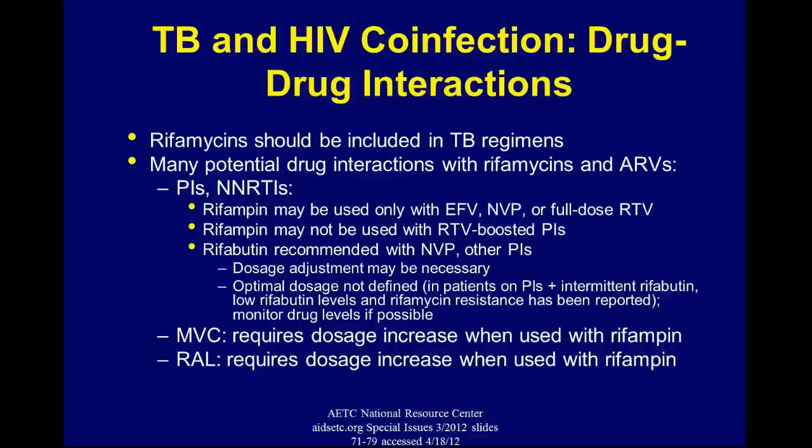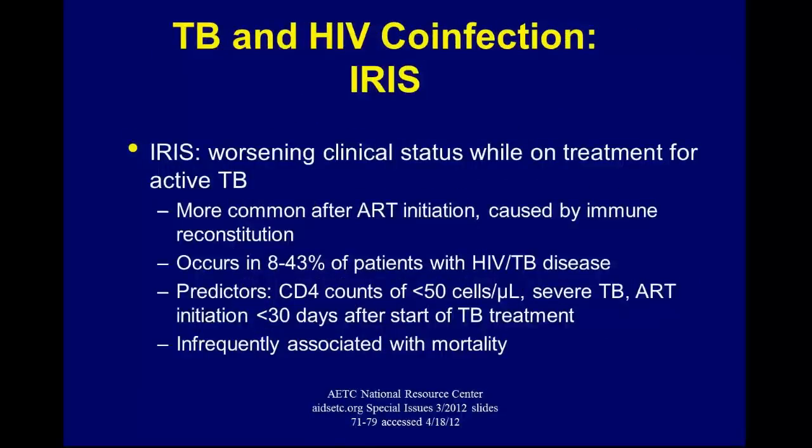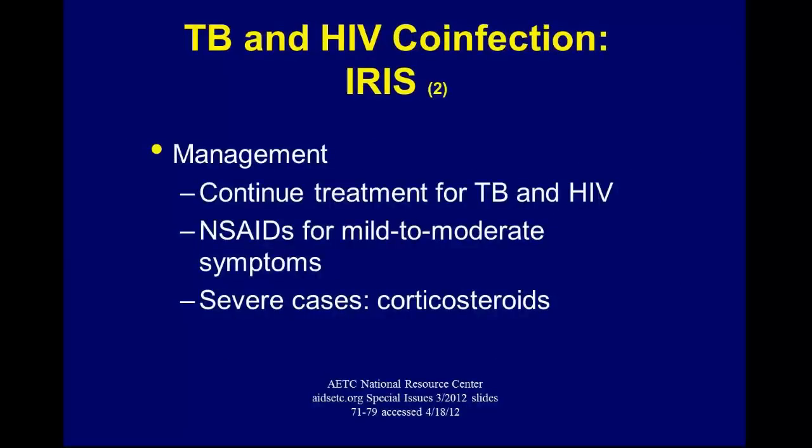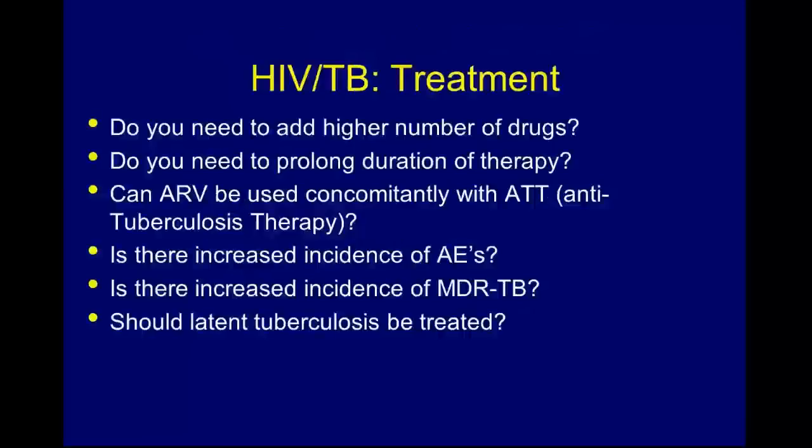Maybe not necessarily the amount of adjustment, but the fact that you need to either increase it or decrease it. So they will probably not ask you the exact dosages, but they do expect you to know which one you have to increase, which one you have to decrease. Okay? And again, IRIS is most common, as I mentioned, after ART initiation, especially in patients with low CD4 counts, less than 50, less than 30 days of starting TB therapy, very infrequently associated with mortality. Most of those patients, we're going to continue the treatment for TB and HIV, with non-steroidals, and for severe cases, steroids and admission to the hospital.